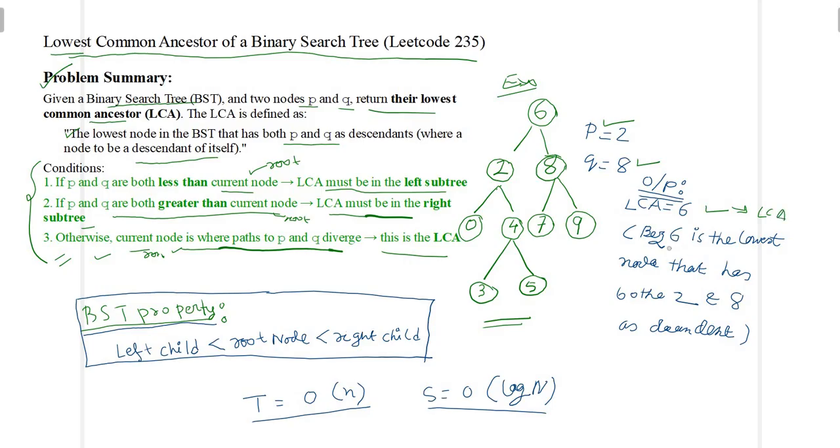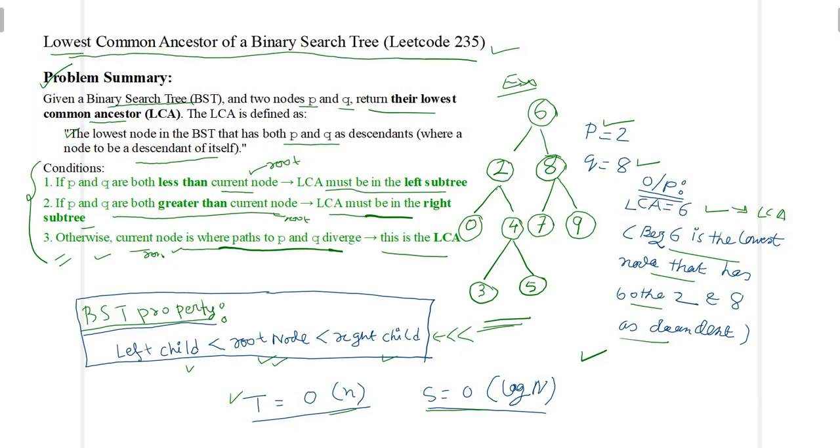That's why I have written here that 6 is the lowest node that has both 2 and 8 as descendants. For this we have actually reviewed the concept of the BST property: the left child value must be less than the root node value, and the right child value is always greater than the root node value. The time complexity we have calculated as O(n), and the space complexity is O(log n) in this case.